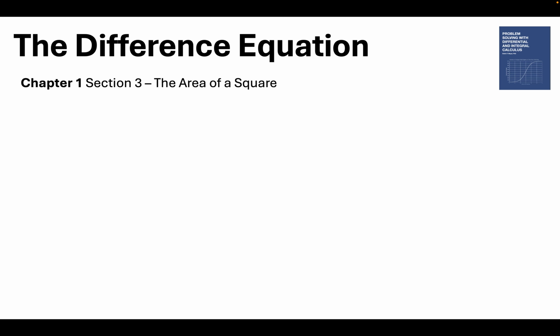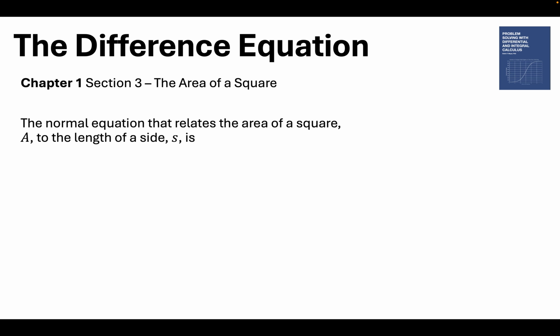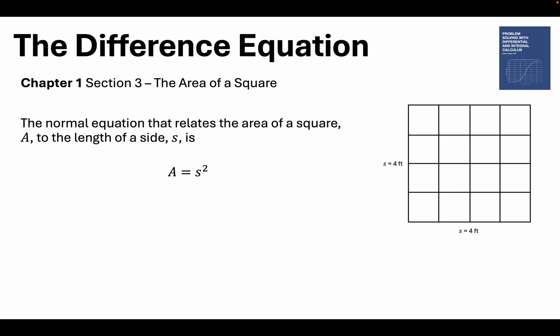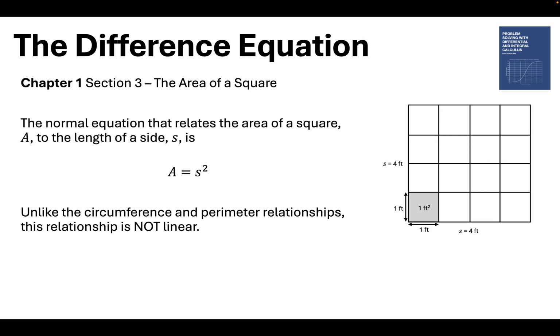The equation for the area of a square is A = s squared. That's the normal equation. If we have a square with side length s, the area is s squared. For example, if a side length is 4 feet, we can draw a grid. In the lower left, we have a 1 foot by 1 foot square that has an area of 1 square foot, and there are 16 of those.